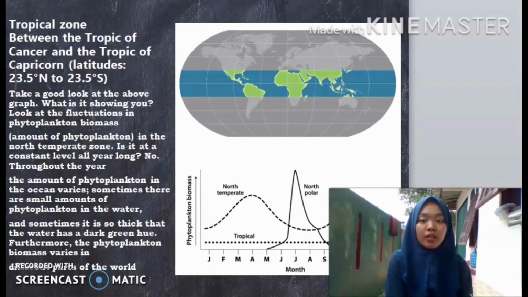Take a good look at the above graph. What is it showing you? Look at the presentation of phytoplankton biomass, the amount of phytoplankton in the north temperate zone. It is not a constant level all year long. Throughout the year, the amount of phytoplankton in the ocean varies. Sometimes there are small amounts of phytoplankton in the water. Sometimes it is so thick that the water has a dark green hue. Furthermore, the phytoplankton biomass varies in different parts of the world.